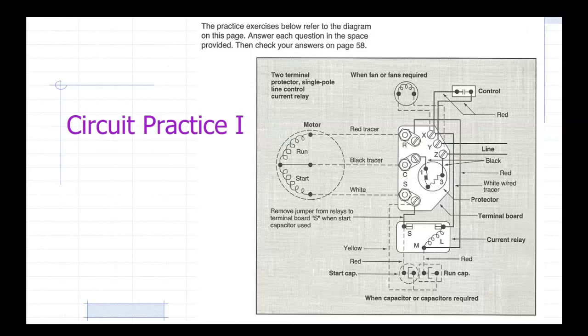All right, so looking on page 58 in your books, let's look at these questions real quick. What color would you expect to find connected to terminal S on the terminal board? What's the best way we can check that? We look for our terminal board, we look for S, and then we look out and see what wire it is. It's white.